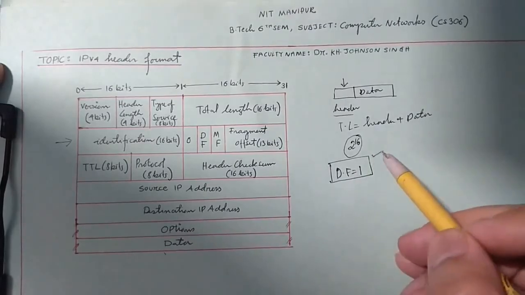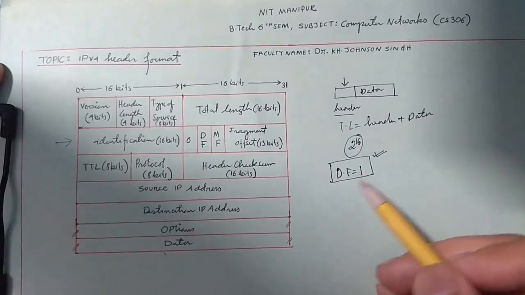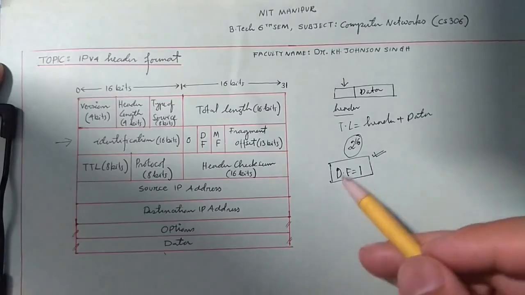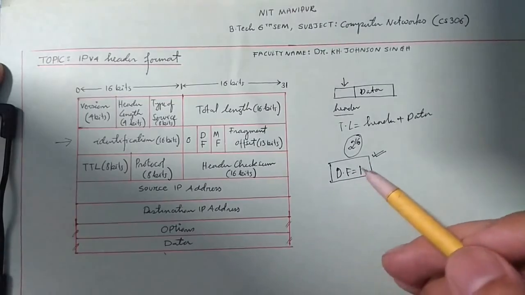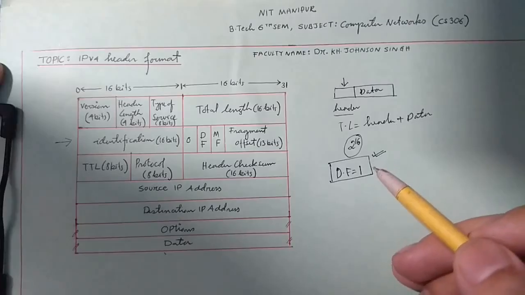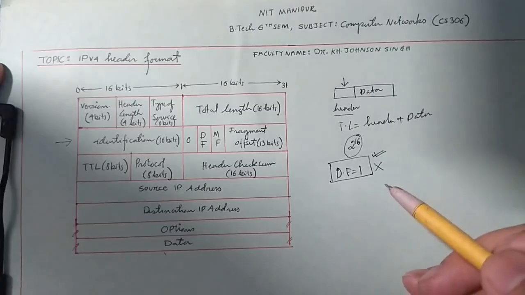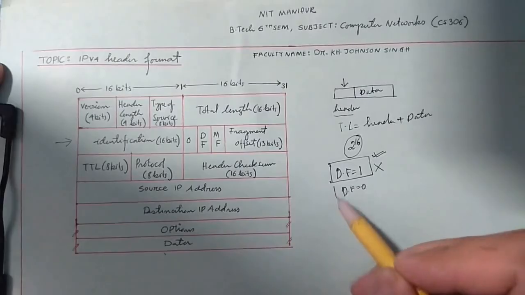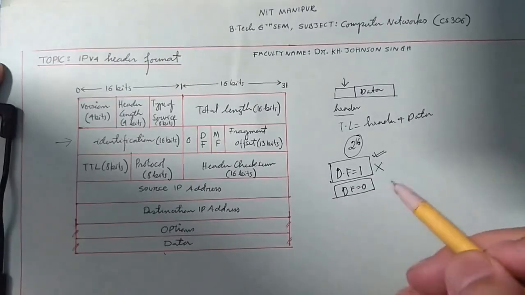So you have to look at the questions to see whether the DF flag is set or not. If the DF flag is set to 1, then we should not fragment it. If the size is less than the maximum transmission unit, then we have to transfer it without any fragmentation. Otherwise, we have to discard this packet. And if the DF flag is set to 0, it means it can be fragmented.